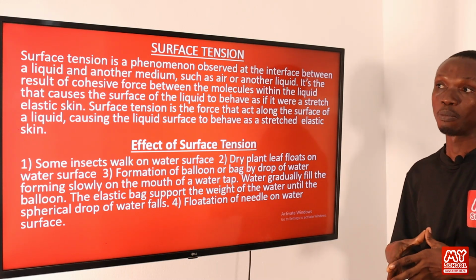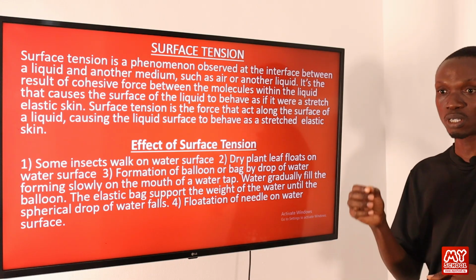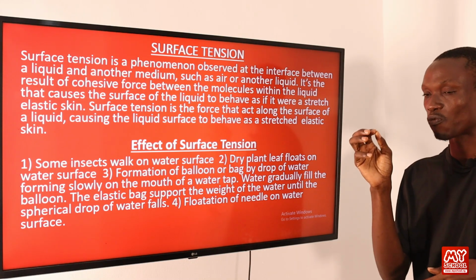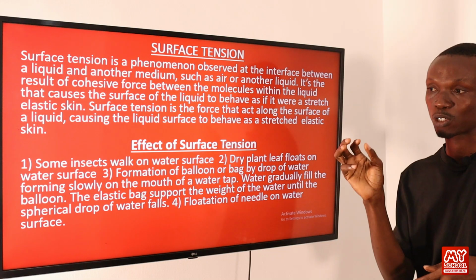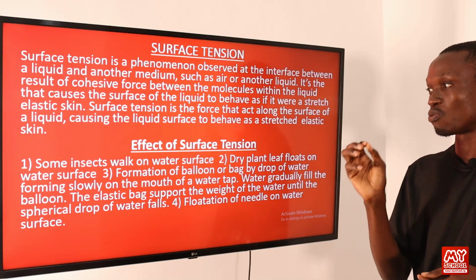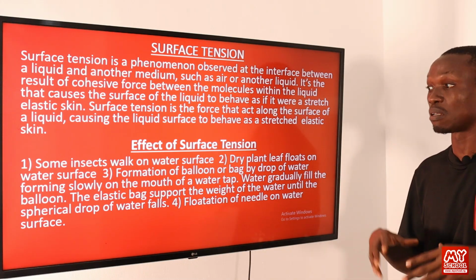If you have a tap, okay, and it's not properly locked, sometimes you see a spherical drop of water falling down. Before that spherical drop of water falls down, first of all, it spends a little time at the mouth of the tap before falling down. Okay, the reason for that is surface tension. So water gradually fills the balloon.